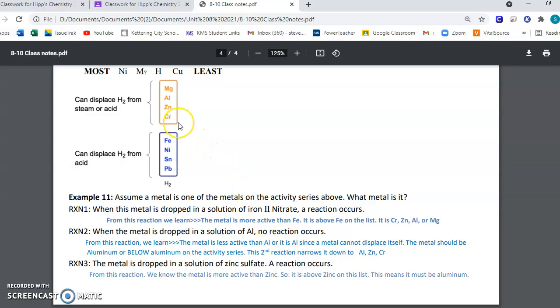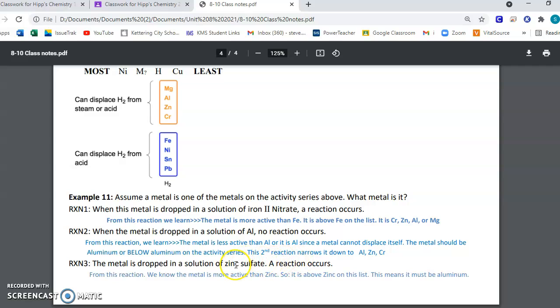What can we conclude? Well, we knew the metal's either magnesium, aluminum, zinc, or chromium. If no reaction occurs when we drop aluminum in, we know the metal wouldn't be magnesium, because magnesium would react with all of those. If no reaction occurs, it would be underneath the aluminum. So it could be zinc or chromium. But if no reaction occurs when we drop aluminum in, it could still be aluminum. So from this reaction, if the metal is less active than aluminum, it could be aluminum because aluminum can't displace aluminum, or it could be below aluminum as well. So that would narrow it to aluminum, zinc, and chromium.